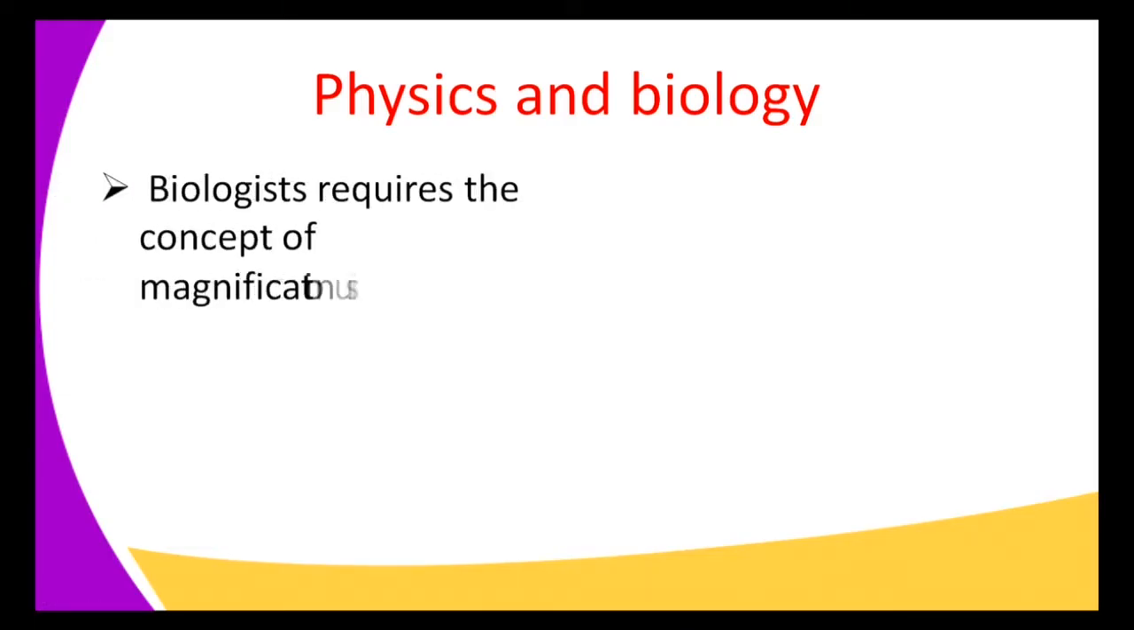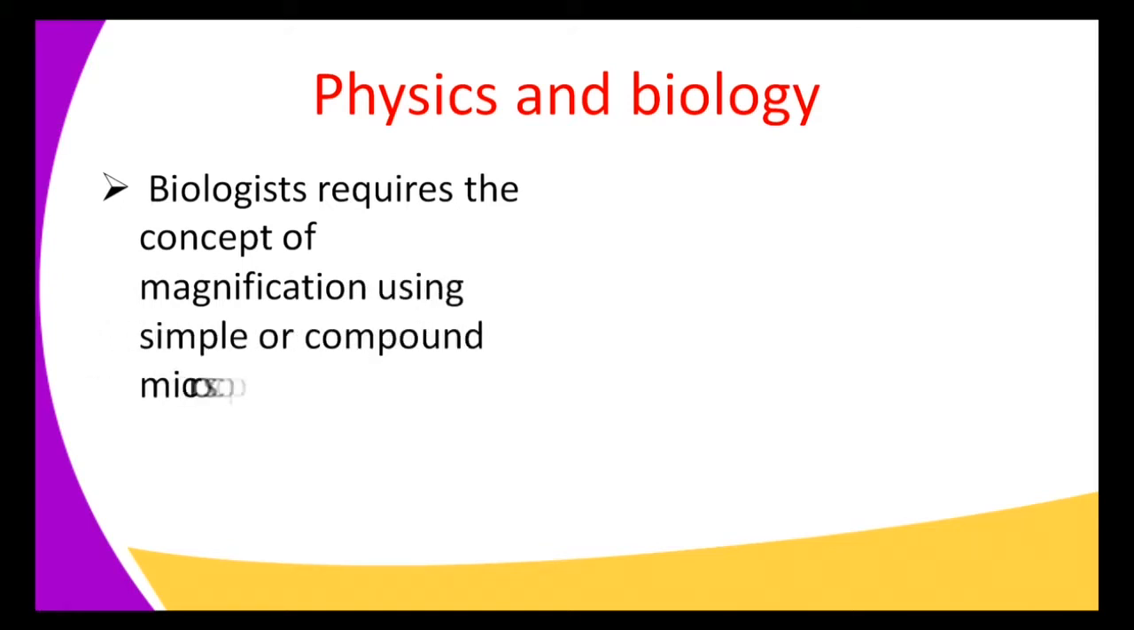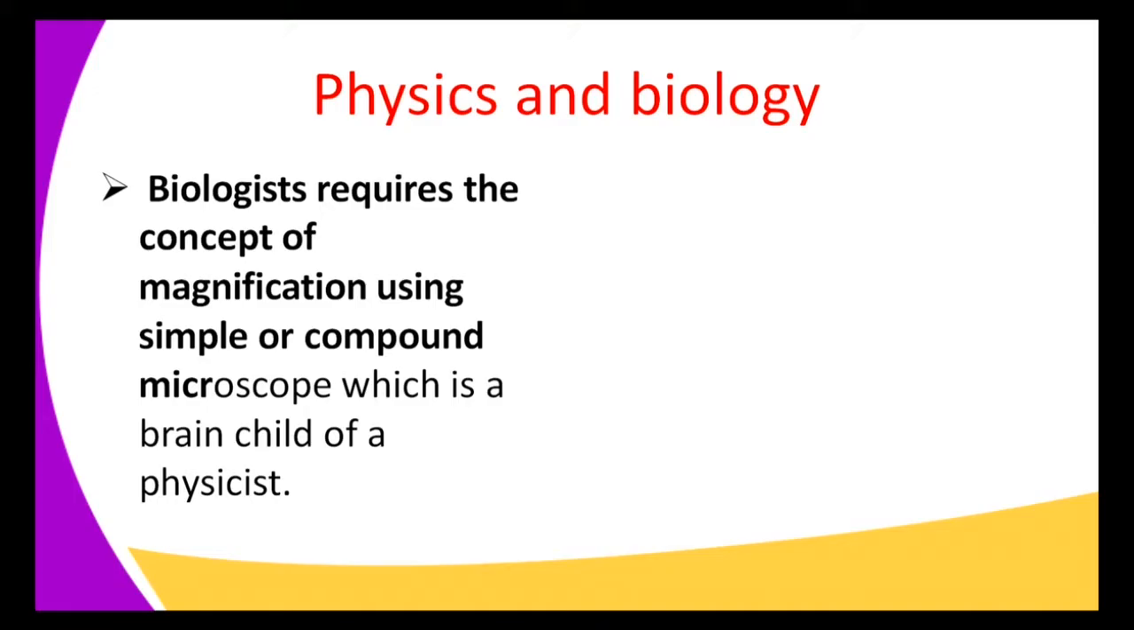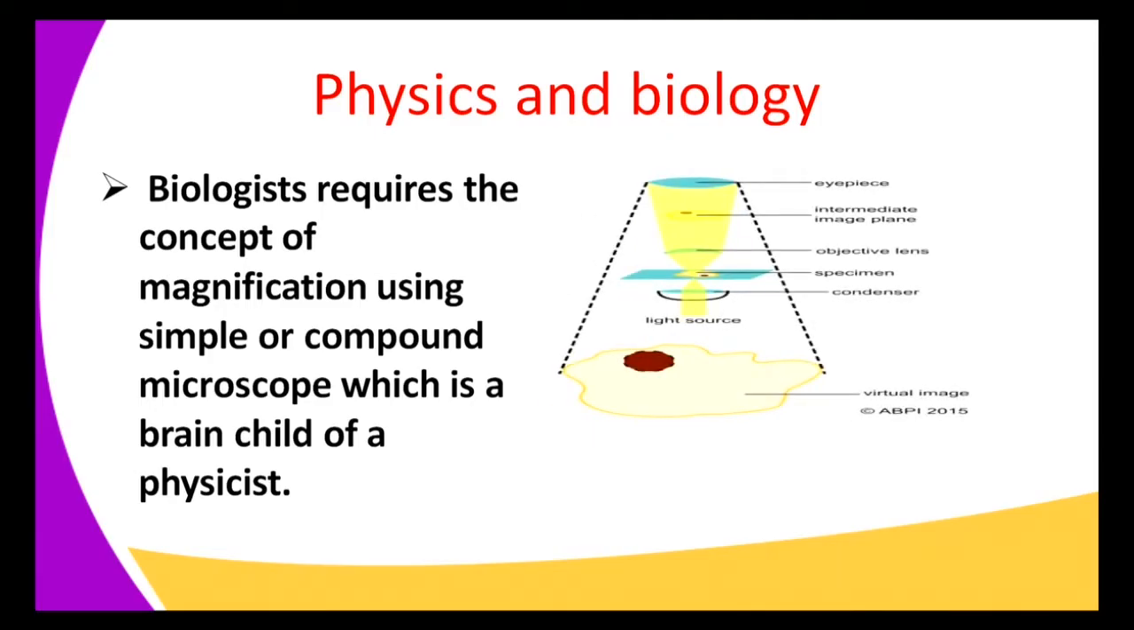Biologists require the concept of magnification using a simple or compound microscope, which is a brainchild of physicists. The working of a simple and a compound microscope was developed by physicists. They developed it and placed there some basics that help it work, so that we are able to apply it in terms of magnification in biology. Like in this case here, we have a sample of the specimen being observed. Now we have the eyepiece. This eyepiece is made up of a lens. This lens comes from the knowledge of physics.